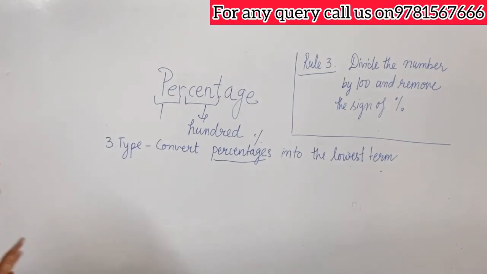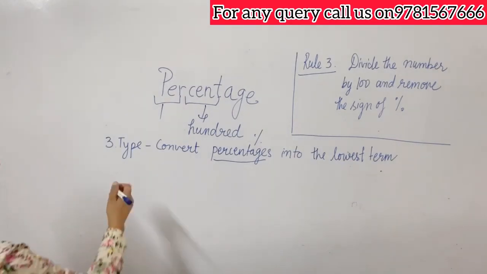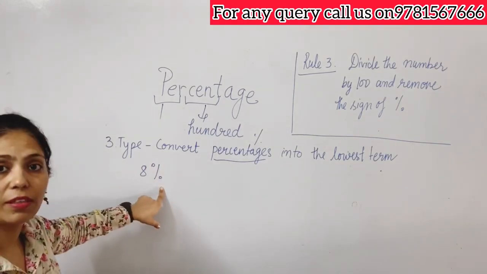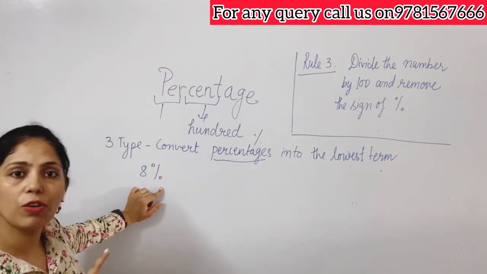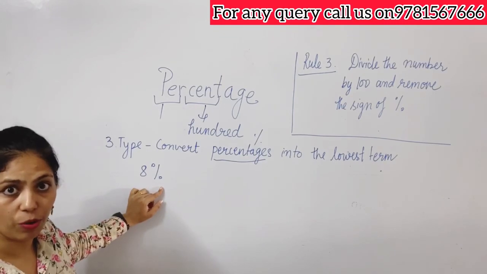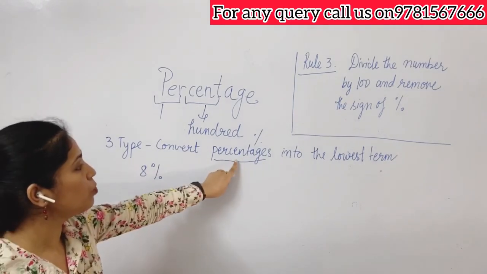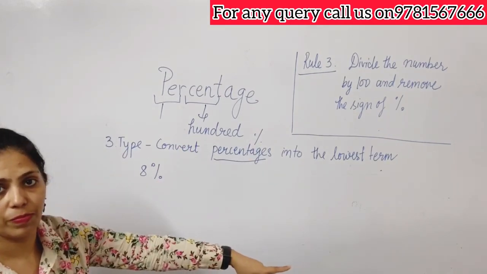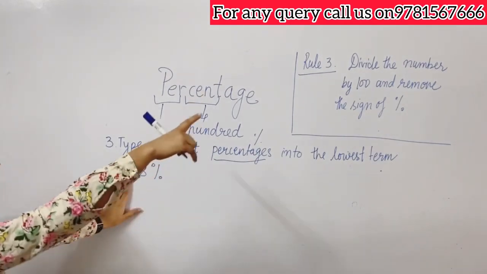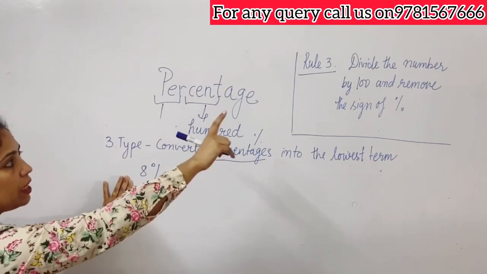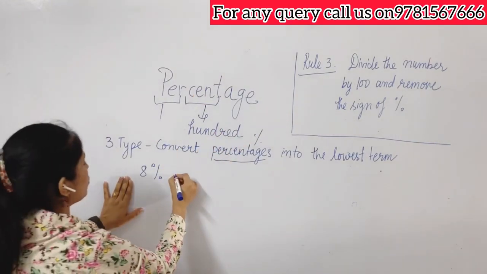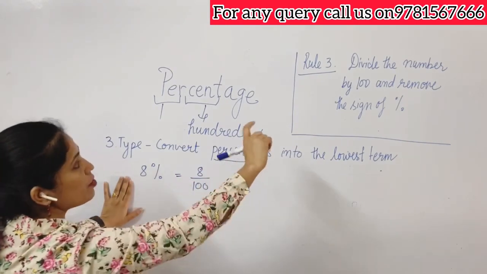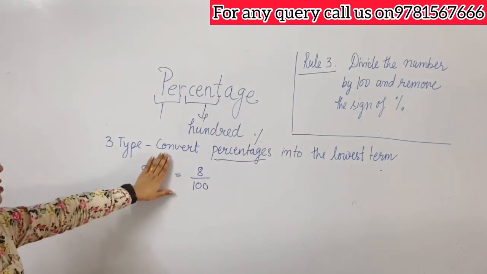Let's see how. So let's take the simple example 8%. You have been given the sign of percent. In previous questions, you were not given the sign of percentage. So here you need to convert the percentages into the lowest term. So what is the rule? Again, read the rule and do the sum. Divide the number by 100. So this number 8, divide it by 100 and remove the sign of percentage, and this sign will not come.